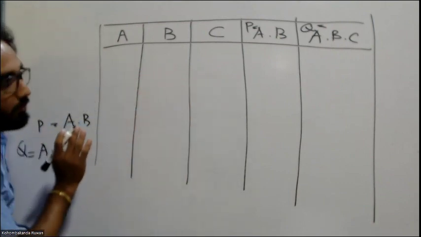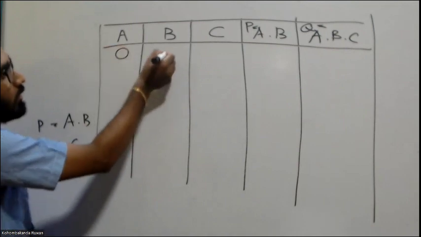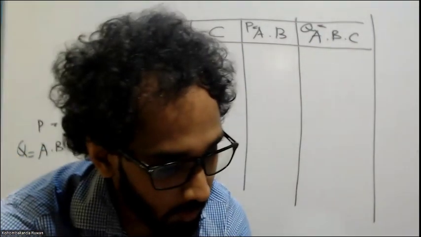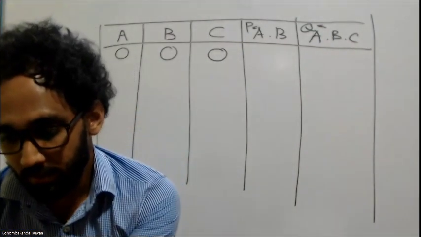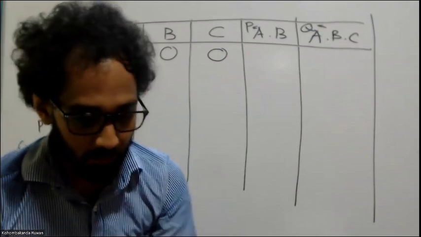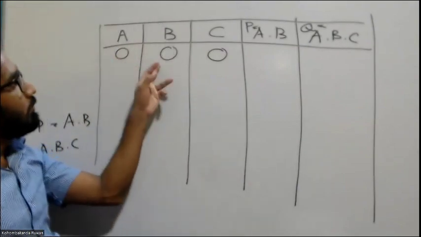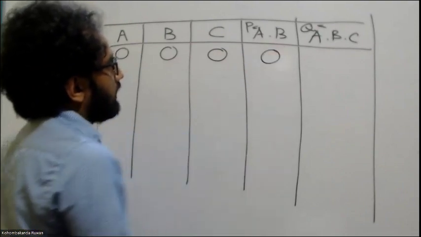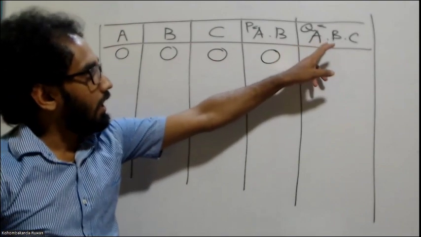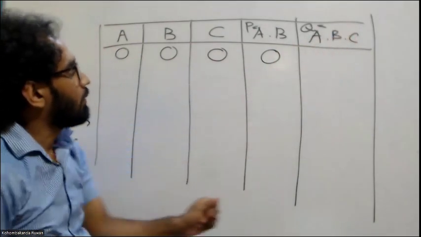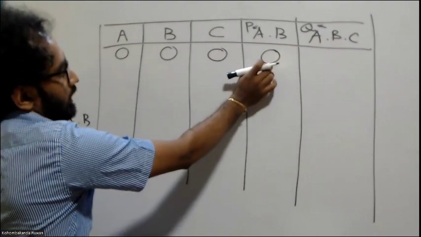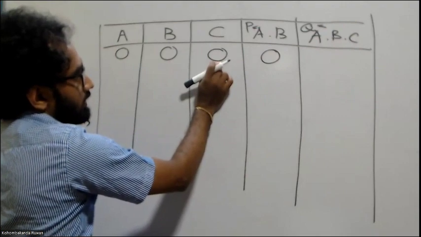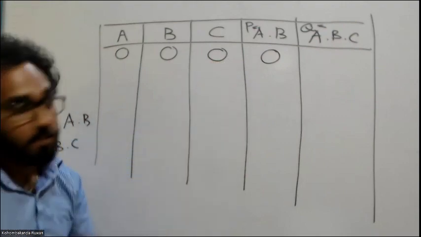What is the first state? A is 0, B is 0, C is 0. Tell me now, what is A and B? A and B will be 0. Then tell me A and B and C now. Compare this one: A and B here, C is here. What is the result? 0.